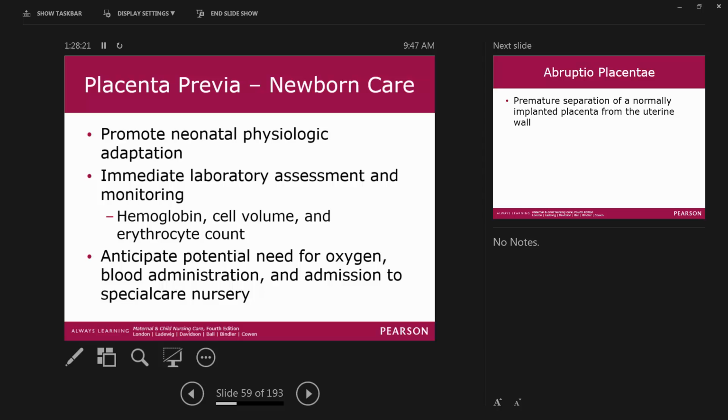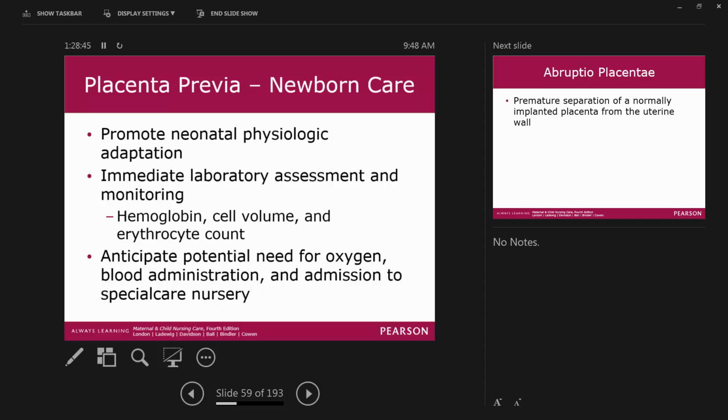So newborn care, depending on how baby was affected with the blood loss or the amount of blood loss, we may be doing some lab work on baby. If the blood loss was severe, then they're going to NICU and they're having fluids and blood products and all kinds of crazy stuff in the NICU. Okay.